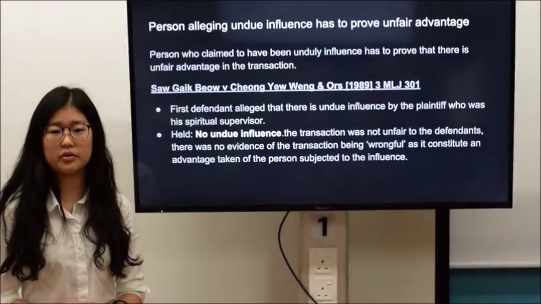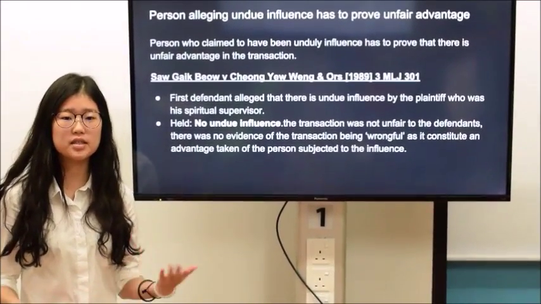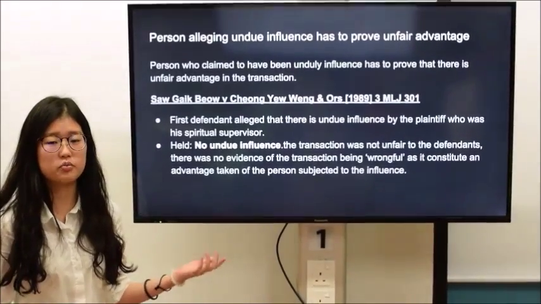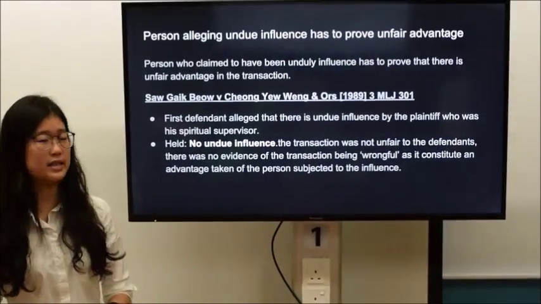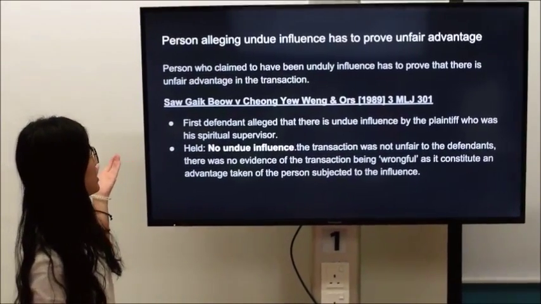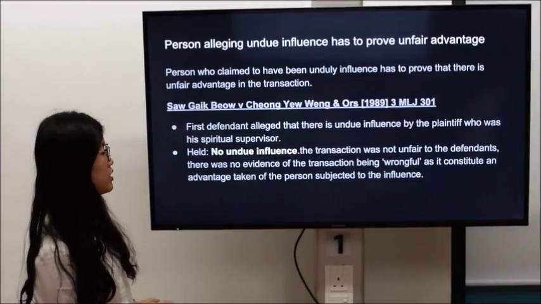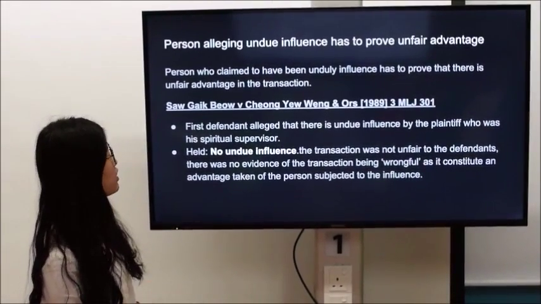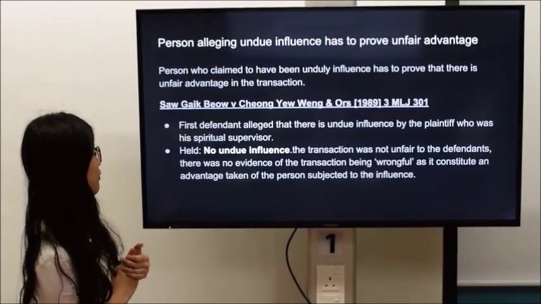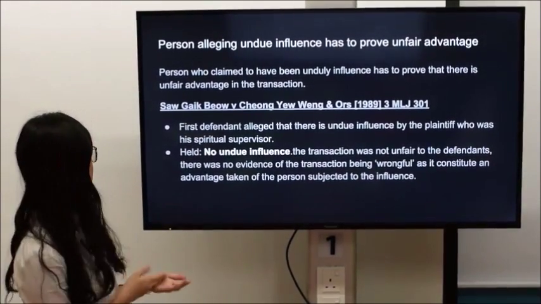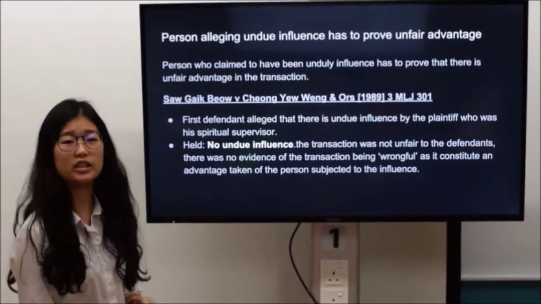One of the distinctions between actual undue influence in English law and Malaysian law is that the person alleging undue influence has to prove unfair advantage in the transaction. This can be seen in the case of Sogat Bill against Chong Yu Meng, where it is held there is no undue influence because there is no evidence of the transaction being wrongful, and it is not unfair because the defendant did not obtain advantage in the transaction.